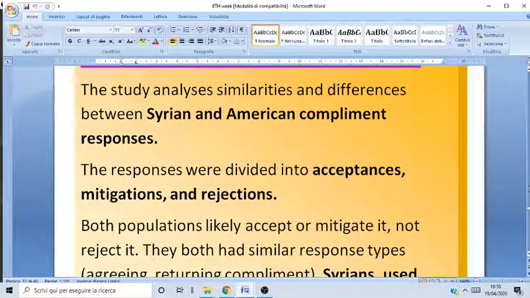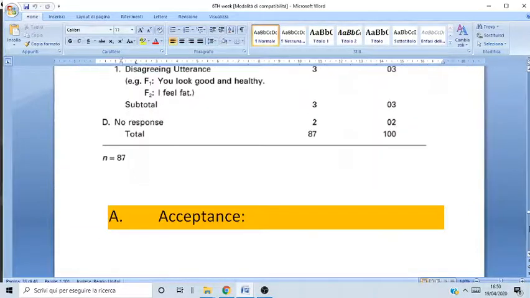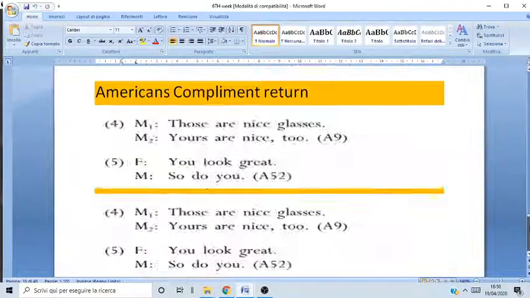And then we looked at this very long paper about the interaction between Syrians and Americans and how they responded to compliments. And they could either do acceptance, mitigation, or rejection. Remember that there were some differences between how Syrians answered and how Americans answered. And I invited you to think about how you respond to compliments, either accepting, mitigating, rejecting, or giving no response at all.